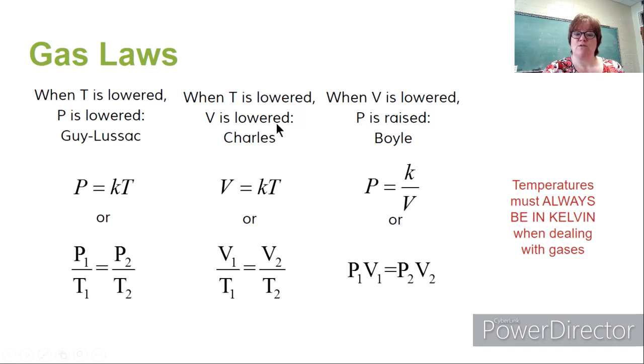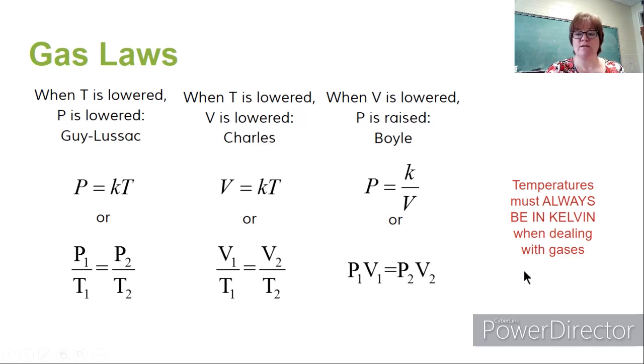If temperature is lowered, so is volume. This is Charles's law. Again, it's implied that pressure is staying constant and is not changing. So volume is proportional to temperature. They do the same thing. This would normally be how it's written: V1 over T1 equals V2 over T2. The volume divided by the temperature at one set of conditions is equal to the volume divided by the temperature at another set of conditions.